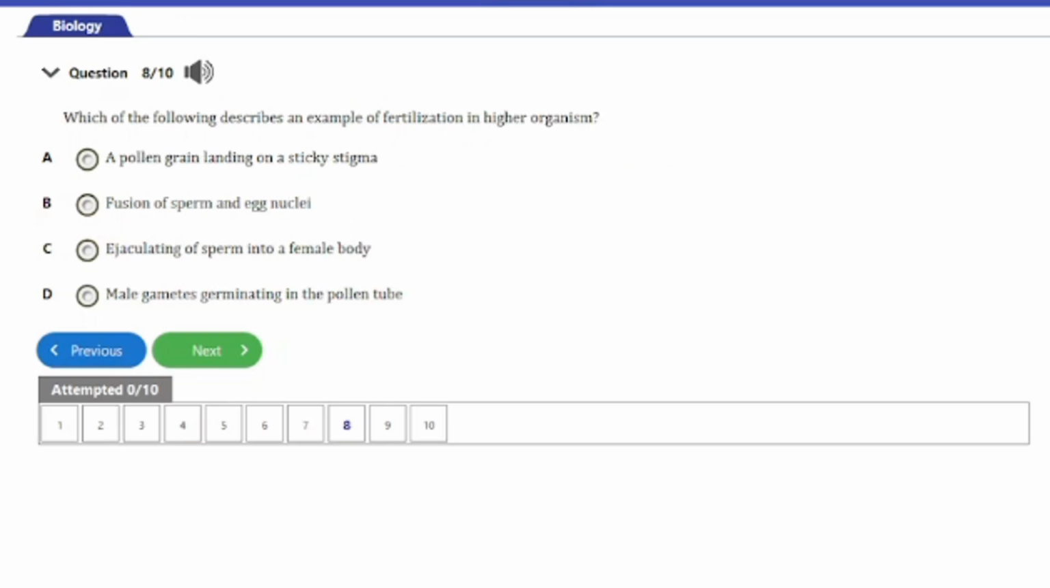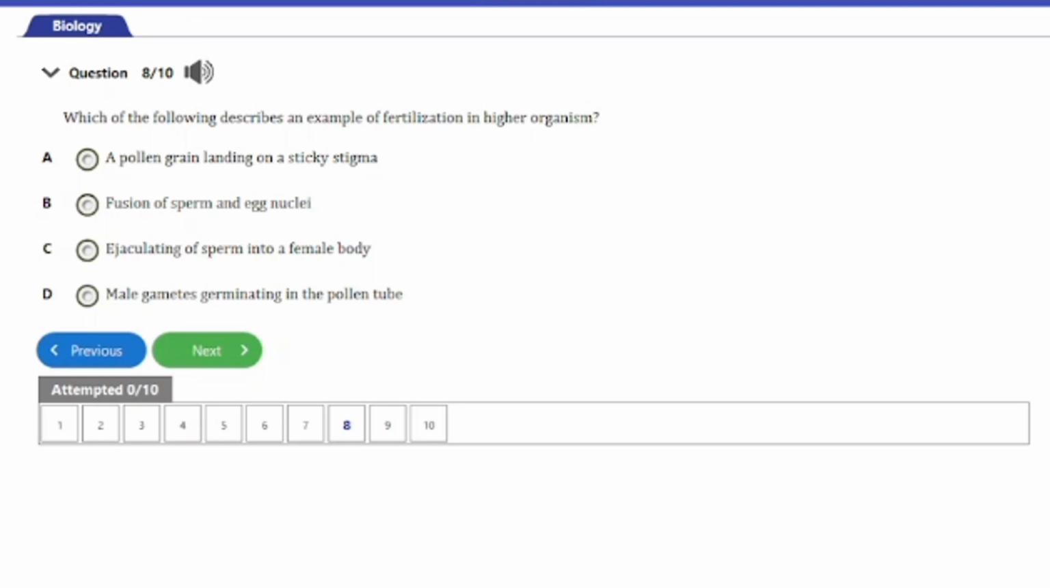That's question number 8 here. It says, which of the following describes an example of fertilization in higher organisms? We have A, pollen grain landing on a sticky stigma. B, fission of sperm and egg nuclei. C, ejaculation of sperm into a female body. D, male gametes germinating in the pollen tube.